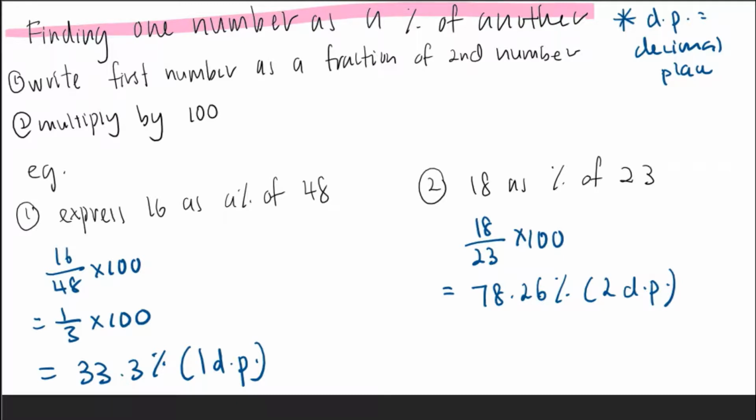Question 2, 18 as a percentage of 23. 18 over 23 times 100, giving you 78.26, rounded to 2 decimal places.